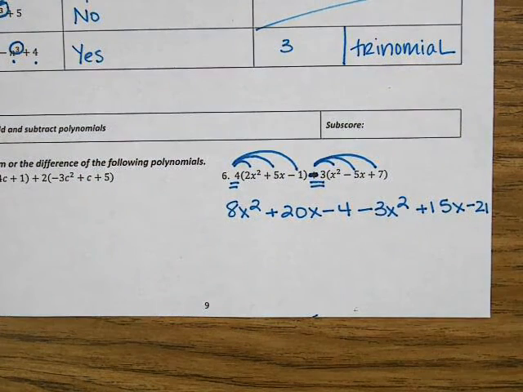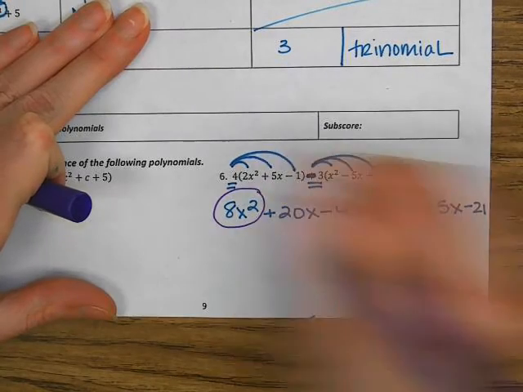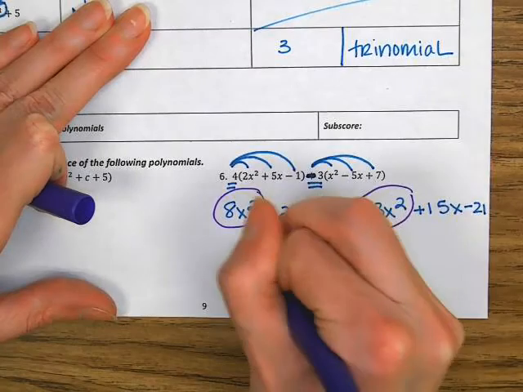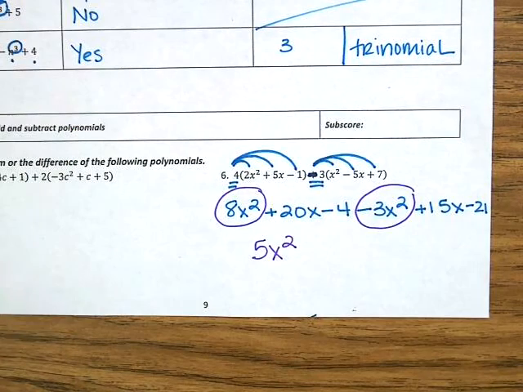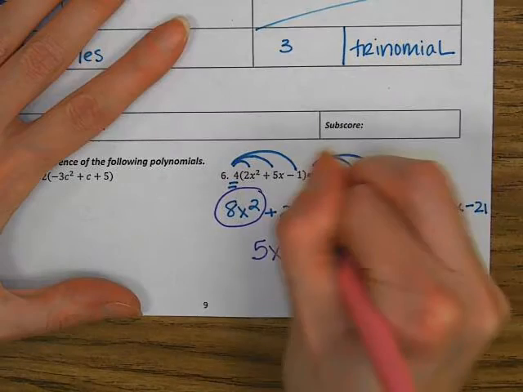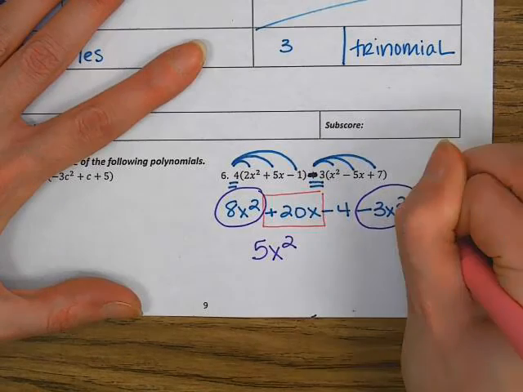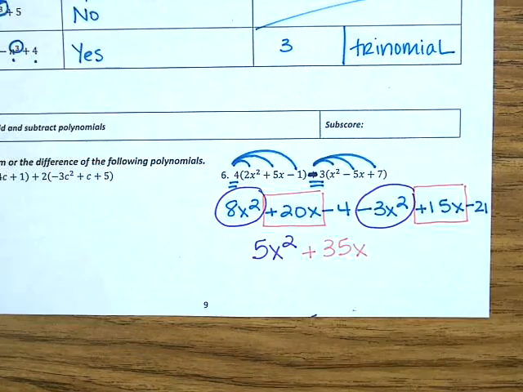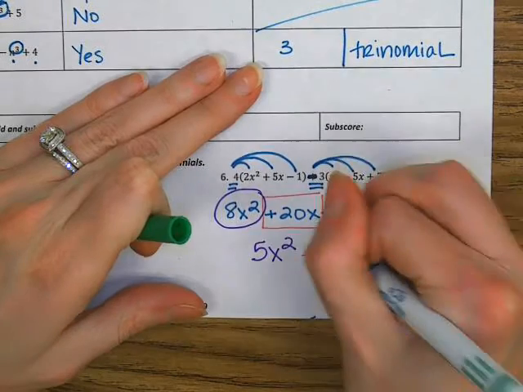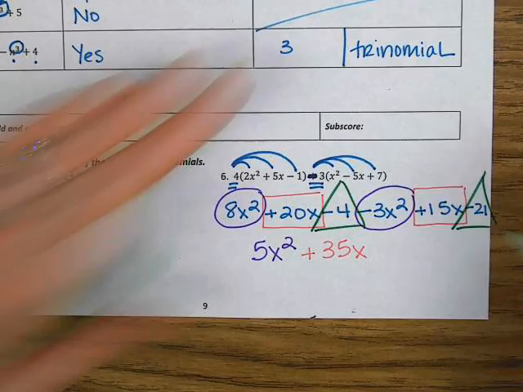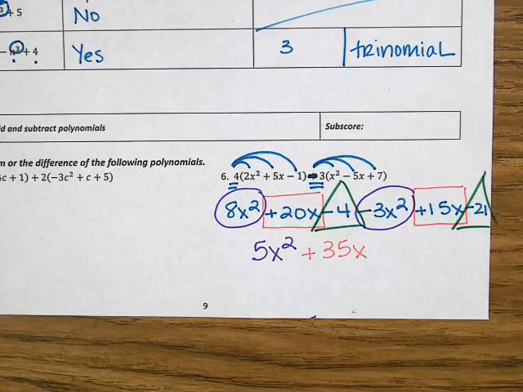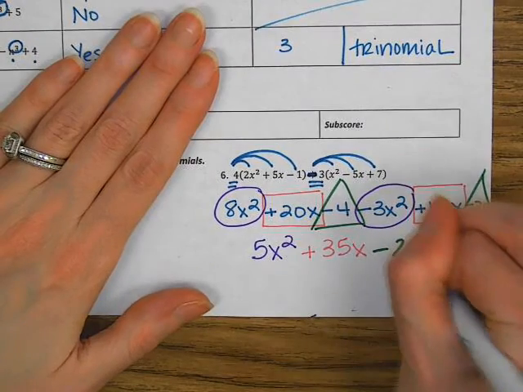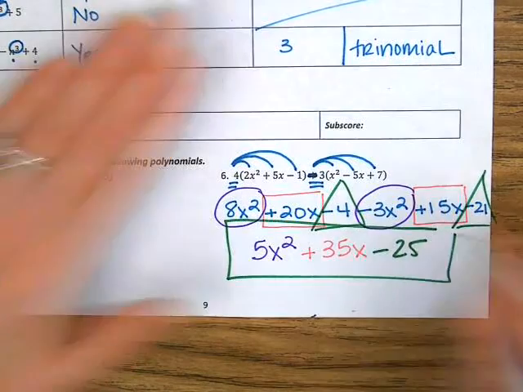All right, add like terms. Let's get all the x squareds together. 8 minus 3 would be 5 of those, so 5 of the x squareds. And then we'll get all of the single x's together. We have 20 plus 15, so we got 35 of the x terms. And then lastly, all of the constants, negative 4 minus 21. So negative 4 minus 21 is negative 25. And that's your answer.